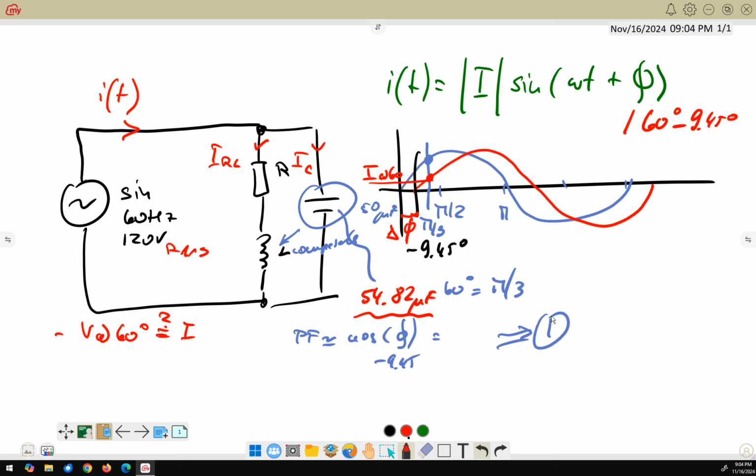We don't waste any power, and the current and the voltage get in sync with each other, which is always the goal when it comes to electrical motors.